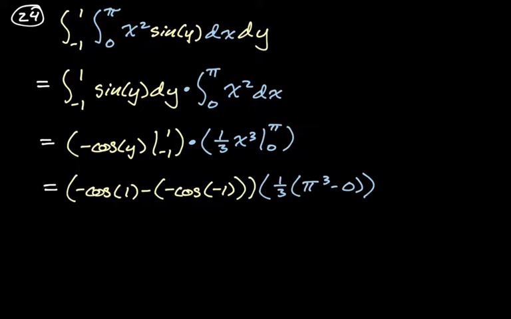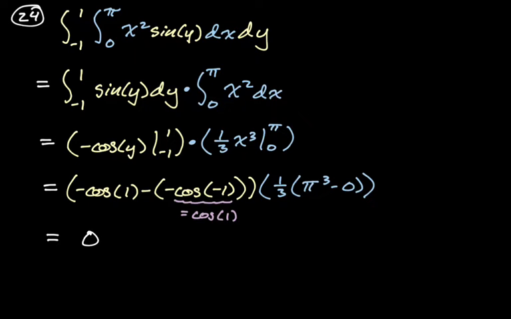We get this times, that's weird, right? You get pi cubed over 3. But for the negative cosine, you have negative cosine of 1 minus negative cosine of -1. But the cosine of -1 is the same as the cosine of 1 because cosine is an even function. So you really just have negative cosine of 1 plus cosine of 1, which is 0, times whatever gives you 0.